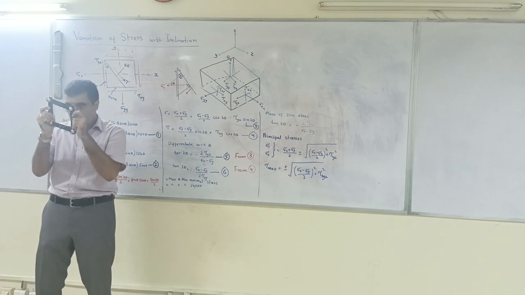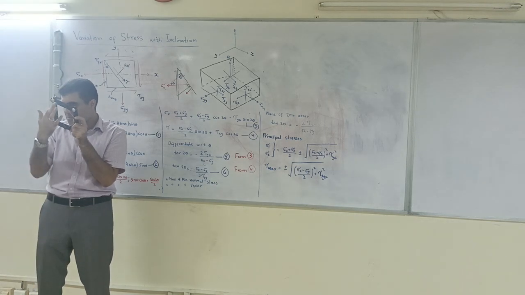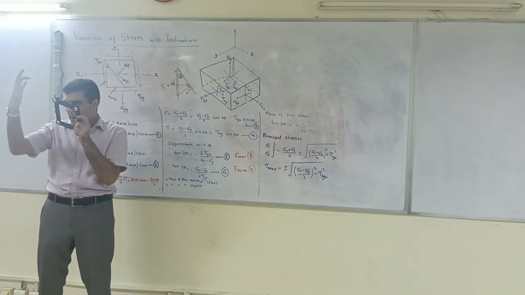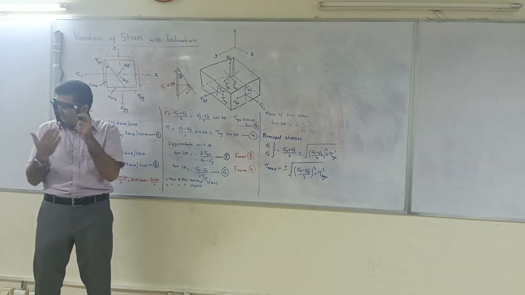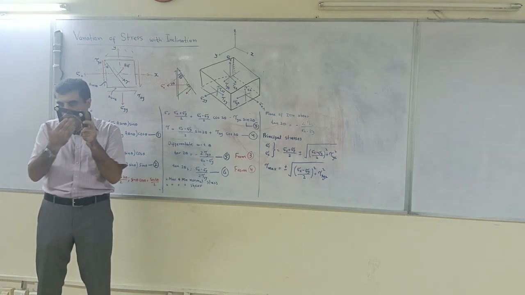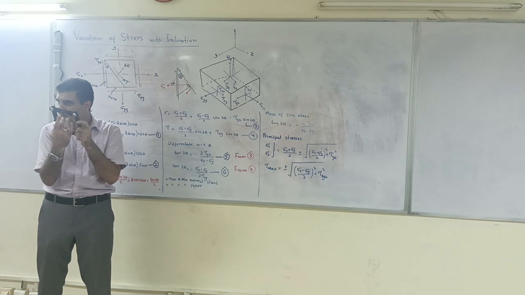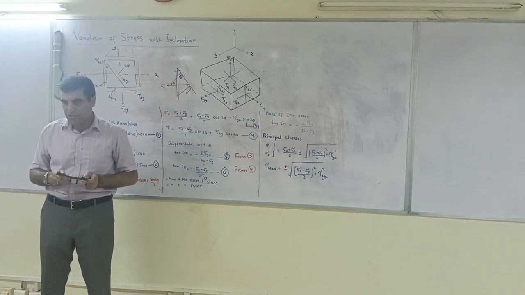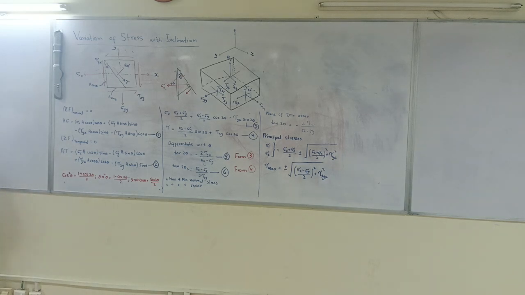If this moves like this, at a certain plane you get a maximum tension, and at 90 degrees you get the maximum compression. In this direction you have got maximum tension, and in this direction you have got maximum compression. So that's an important thing to appreciate.